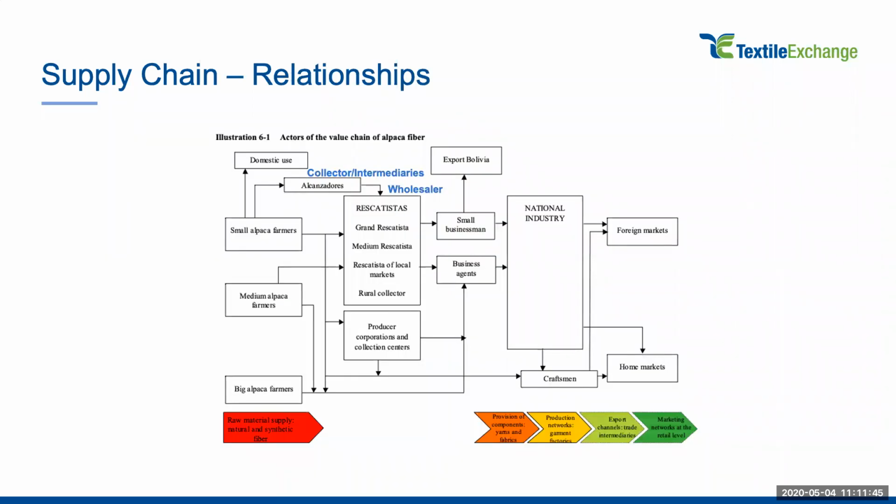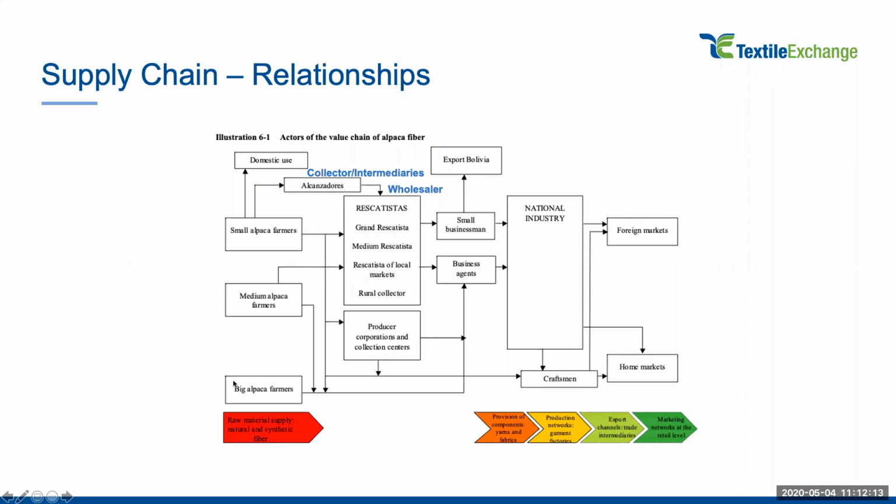This diagram is just a brief overview of the actors in the value chain, and we'll talk more about geography and farms in a moment, but for illustrative purposes, this is a chart of the supply chain as it exists in Peru. And Peru is home to the majority of alpaca in the world, and the industry for apparel largely starts here.